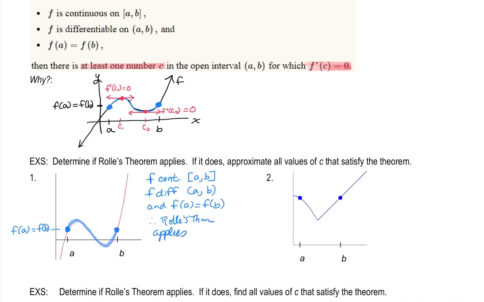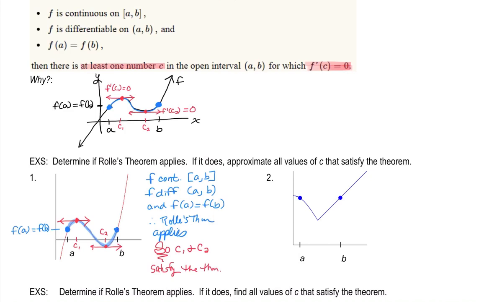And so the values of c that are guaranteed by the theorem are the places where we have a horizontal tangent line. Again, I apologize, I should have taken a peek down below and realized that I gave us an opening motivation of the theorem that was almost exactly like this first one. But these two values, c1 and c2, are the values that are guaranteed by the theorem. So c1 and c2 satisfy the theorem.